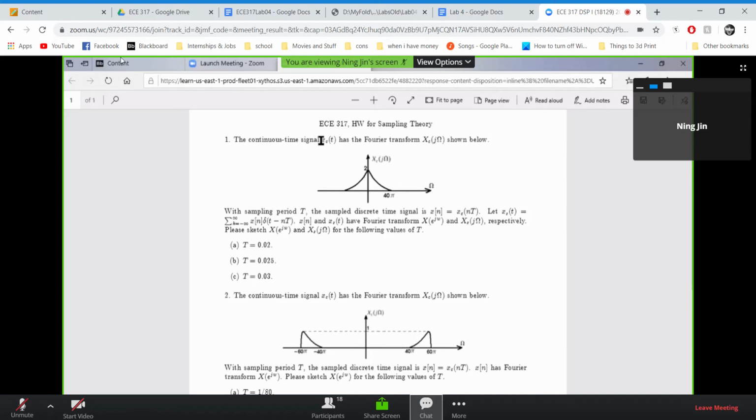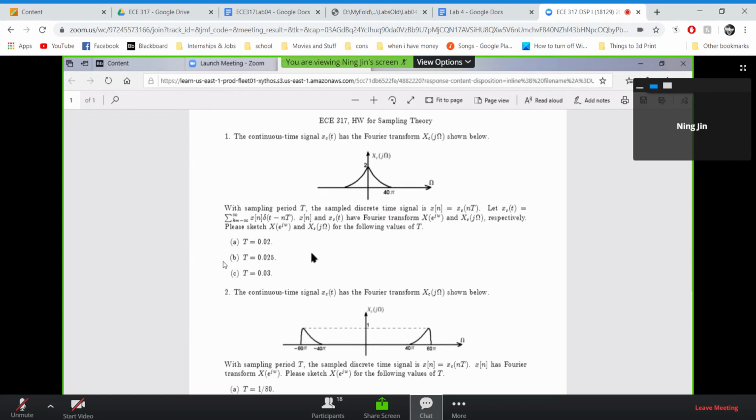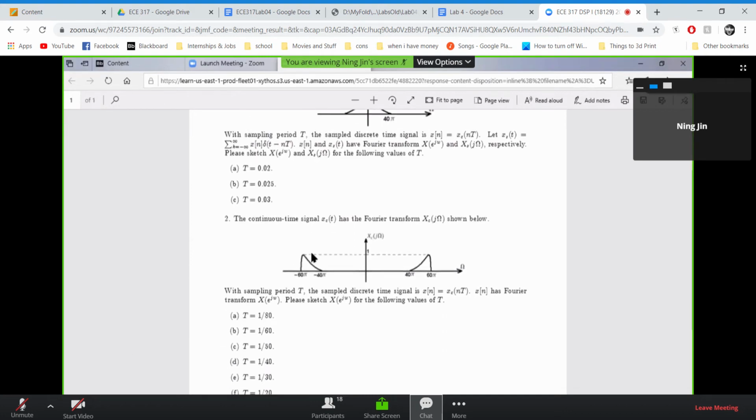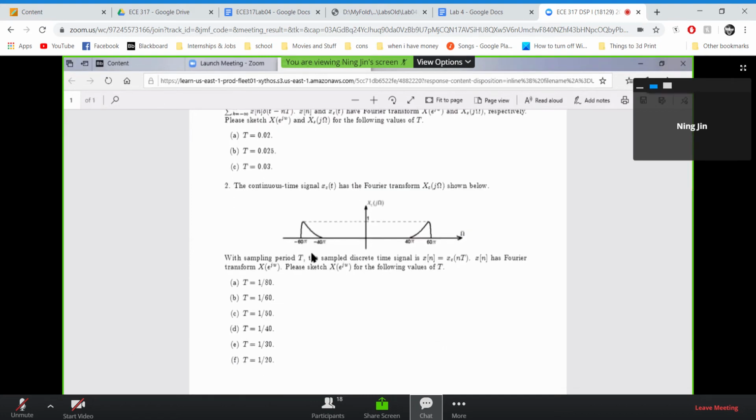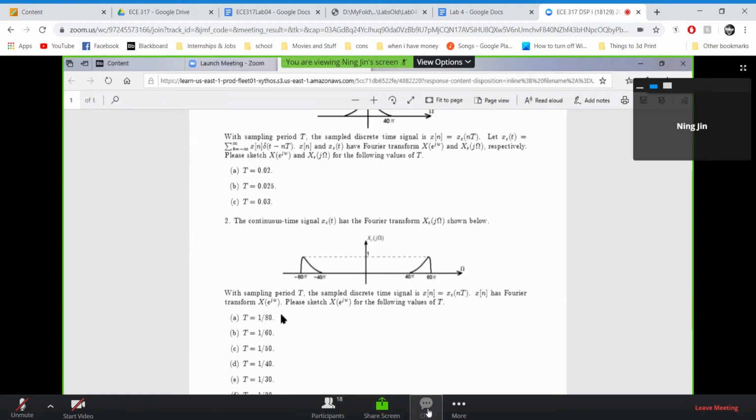The signal is a continuous-time signal with a spectrum shown in this graph. Then you take samples with different sample periods T. For the first problem, I have three choices. For the second problem, I have A, B, C, D, F, six different T's. For every fixed T, you choose a T.